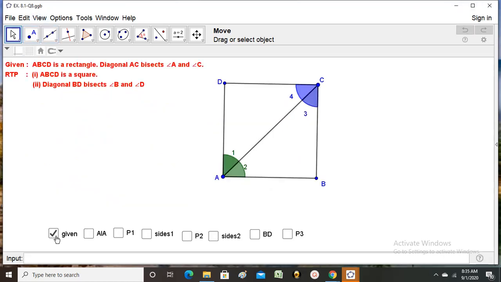Problem 8, let us understand what is given. ABCD is a rectangle. See, each time, whatever is given here, I am showing a square. As I told you, a square has all the properties of a rectangle, a parallelogram, a rhombus, any quadrilateral. Therefore, finally we have to prove that it's a square, so I have drawn a square in the beginning itself. Diagonal AC bisects angle A and angle C, that is also given. We need to prove that it's a square, as well as BD bisects angle B and D.